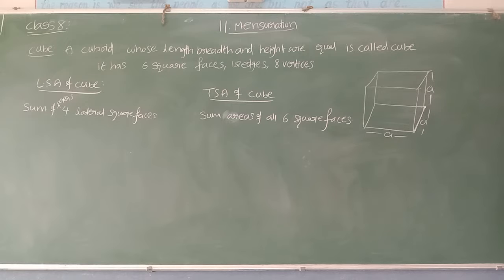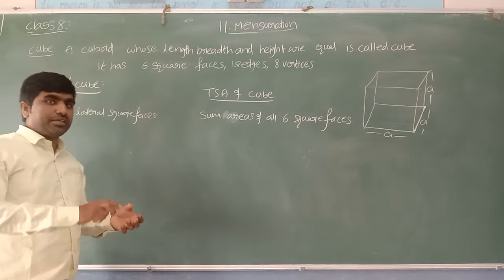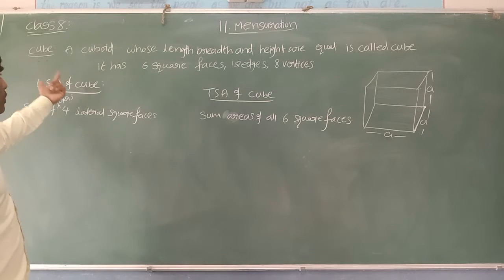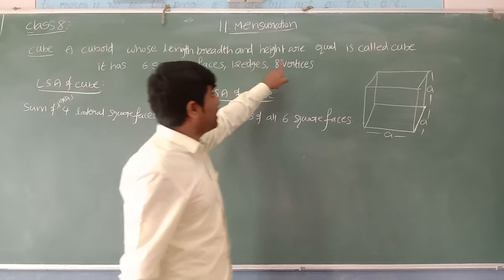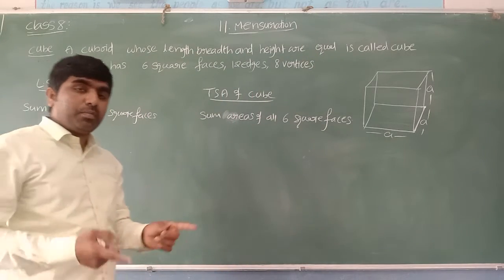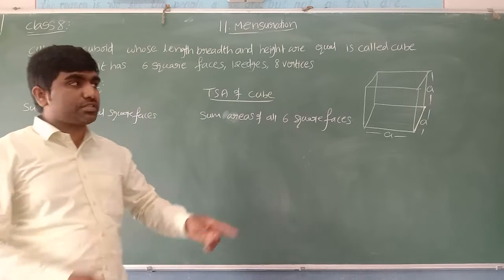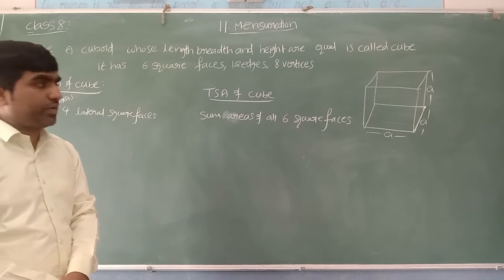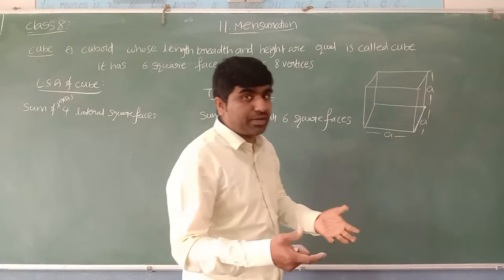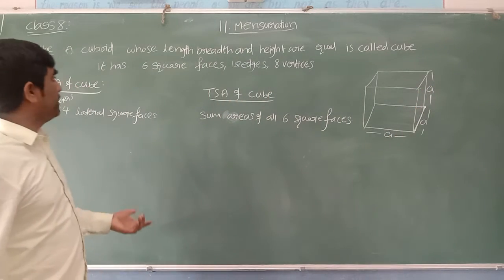Yes, children, let's see one more 3D object, which is the cube. Generally you can play with dice, which is in cube shape. What is meant by a cube? A cuboid whose length, breadth and height are equal is called a cube. A cube is also like a cuboid, but in a cuboid we have rectangular faces, while here we have square faces, and all three dimensions are equal.